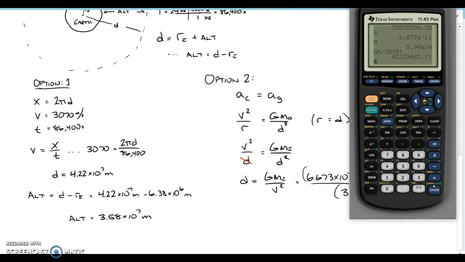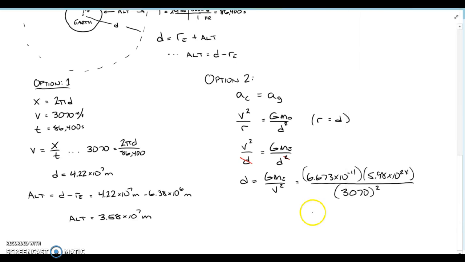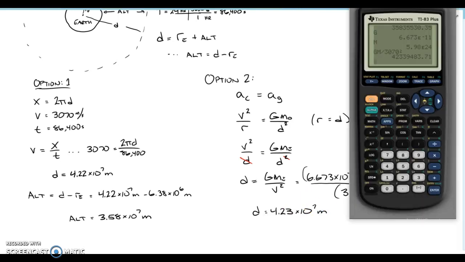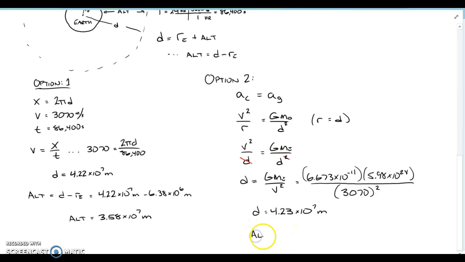It's rounded a little bit because of the values we're using for Earth. It might be slightly different. But I get 4.23 in this case times 10 to the 7 meters. And when I subtract the radius of the Earth from that, again, 6.38, second e to the 6, I get a very similar number, 3.59 times 10 to the 7 meters.